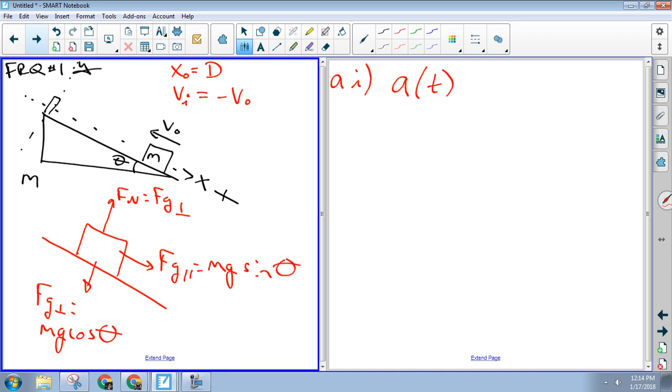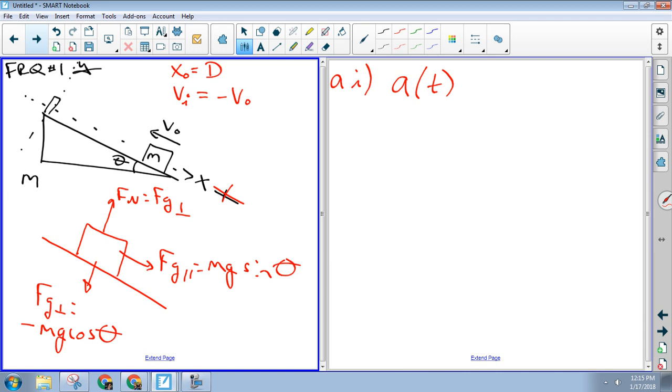All right, keeping track of my signs, I guess technically this should be negative, and my normal force is positive. This business here, my F_G parallel, positive or negative? Positive. Positive, because we decided down the ramp was a positive direction. Or well, we didn't decide, the problem decided for us, right? Okay? So, what's my net force?